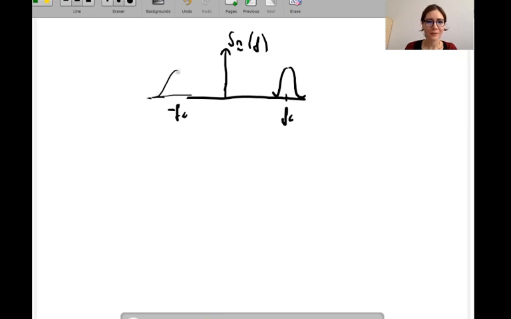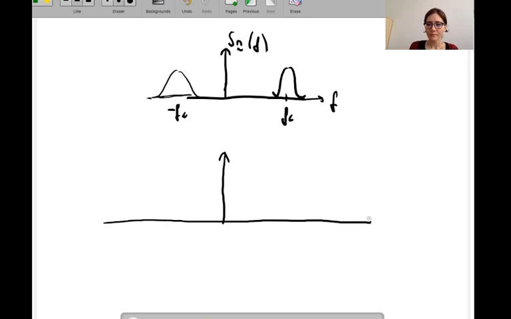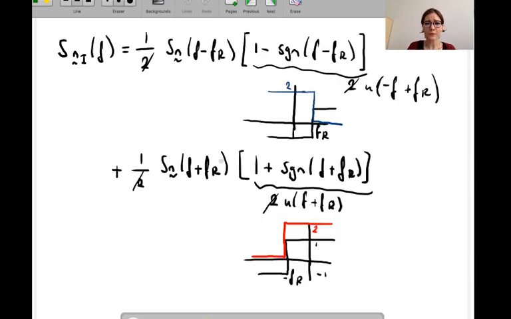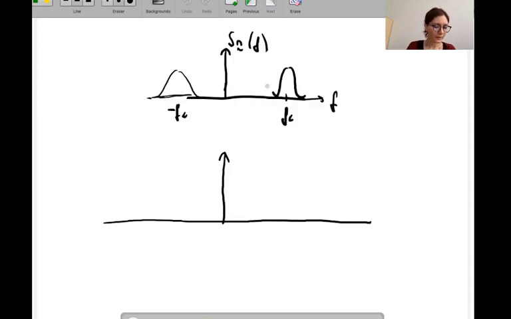The peak here stays positive. Okay, so this is Sn of f, the spectrum of our original random process n of t. Now let's try to see what Sni of f will look like. So let's draw these expressions. So in this first one we have Sn of f minus fr, means that you take this spectrum, you shift it to the right, by an amount of fr.